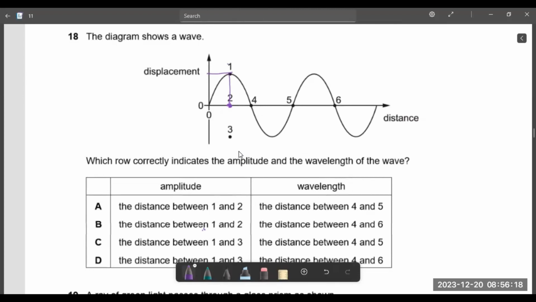And next, wavelength means one complete cycle. That is from 4 to 6. It should complete one full cycle. That means either we can take from 0 to 5, but that is not an option. Only 4 and 6 is there in the options. So from here to here, this time period, this will be one complete wavelength. So here the right choice is B. The distance between 1 and 2 is the amplitude. The distance between 4 and 6 is the wavelength.